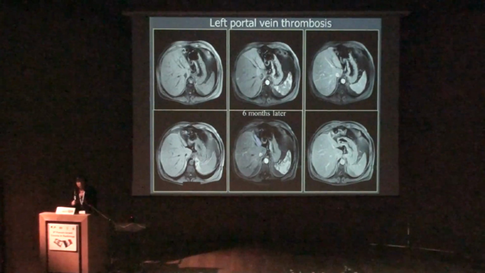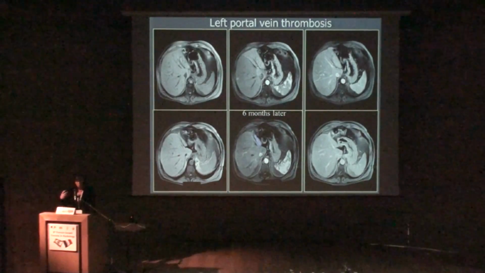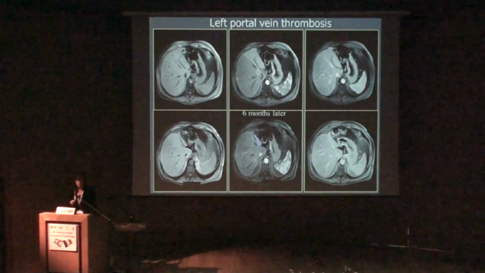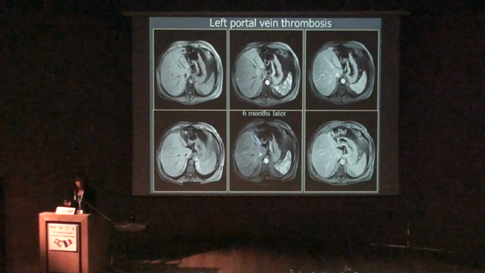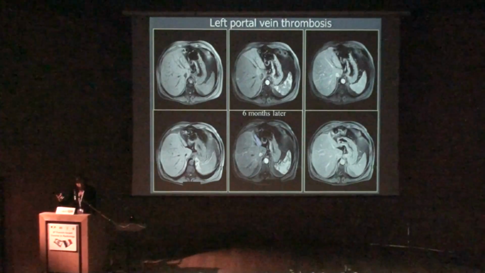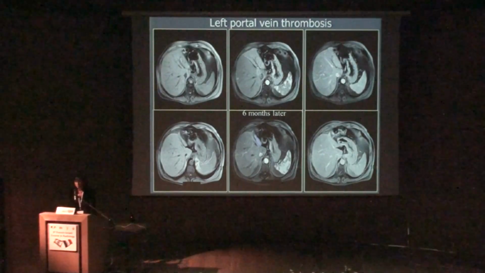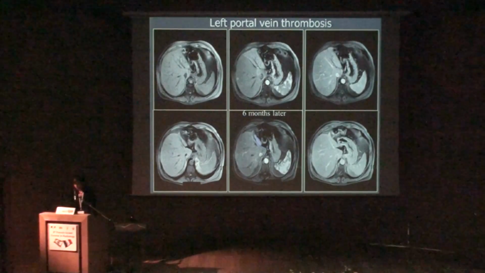Why such atrophy? Because you know that in the portal vein there are many things, hormones, and among them insulin, but also many nutrients. So it is really important, if we want to have liver growth, to have patency of the portal vein. So this is the second very important reason for that.